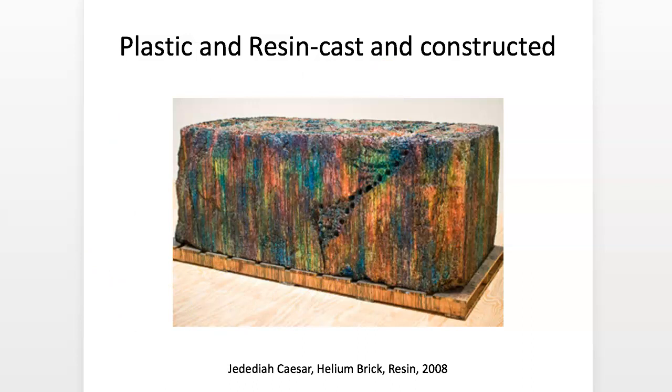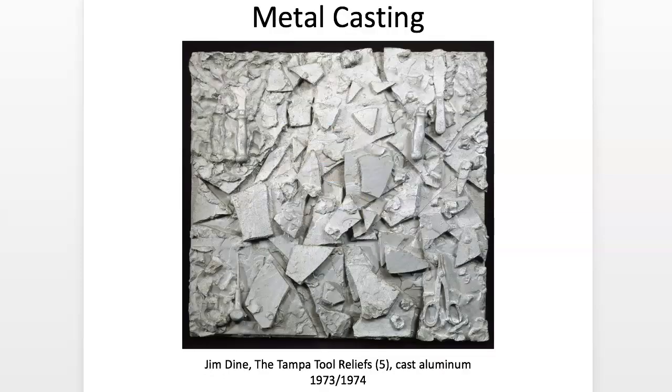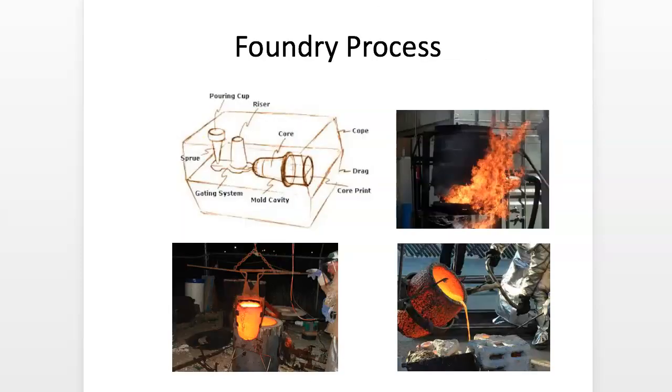So another type of material that we haven't talked about really would be wax, which is often used. We talked about it up at Wolfgang Lab, being ephemeral, and that's as a final project. He actually used the wax as the end result, but it's also used like plaster in the processes of metal casting as well. So just want to point that out.